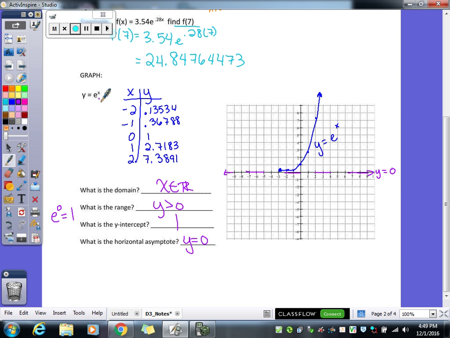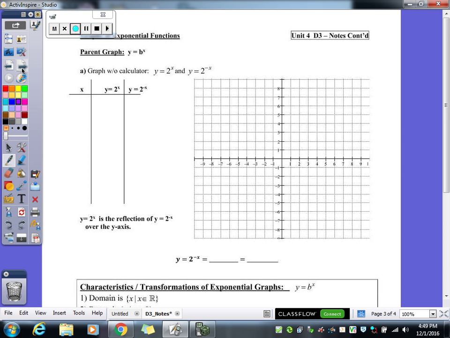And you can take that and move it around the graph. You can move it up, you can move it down, left, right, you can reflect it, just like everything else we've been doing. So let's take a look again with some more graphs. I want you to type these into your calculator. Get your table, which I already started making for you here, and I want you to graph them over on the left. So pause the video and do that.